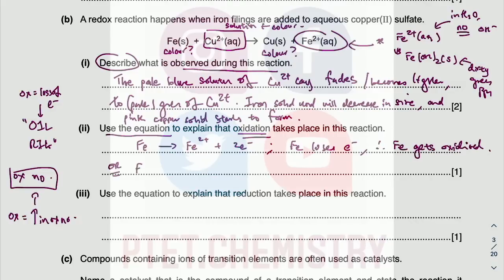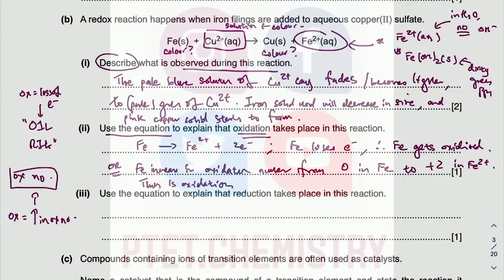Or the iron increases in oxidation number from 0 in Fe, very important to specify from what in what, yeah? To +2 in Fe2 plus. This is oxidation. So either explanation would do, really. Okay? Now use this equation. Oh, they want the reduction now.